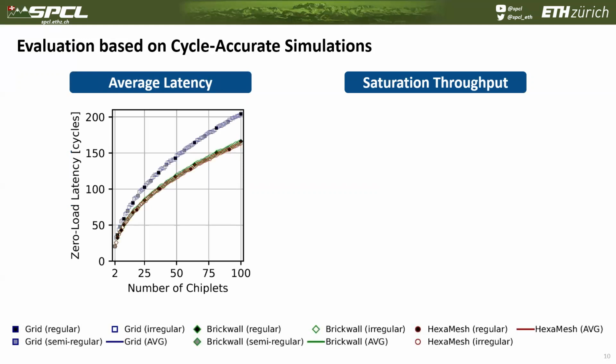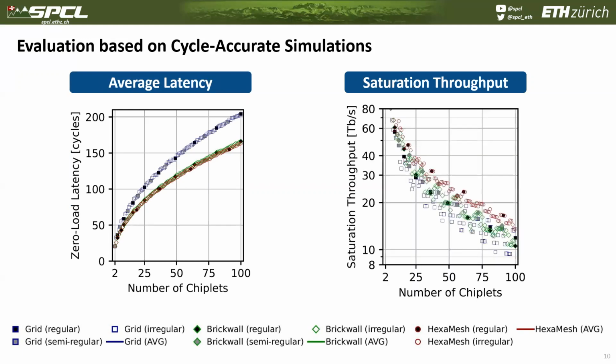In this plot, you see the latency on the y-axis and the number of chiplets on the x-axis. The grid arrangement depicted in blue has the highest latency, and both the brick wall and the HexaMesh arrangement provide significantly lower latency than the grid arrangement. Let's also have a look at the saturation throughput.